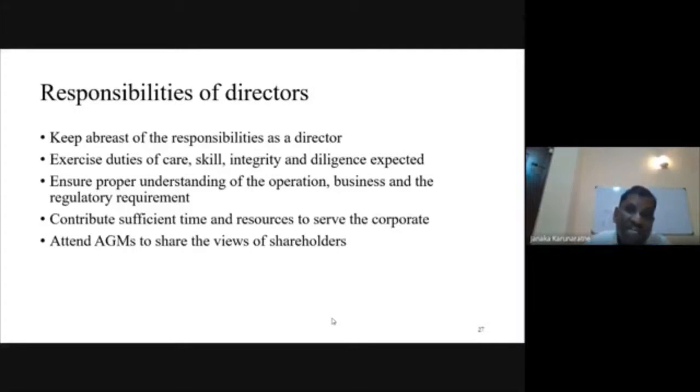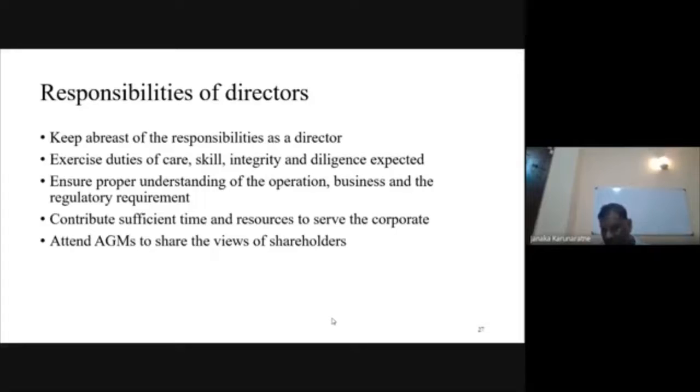Ensure proper understanding of the operations, business, and the regulatory environment. This is again important. Now, of course, the executive directors are in the business, implementing decisions, running the business, so they know everything happening in the business. But especially when it comes to the non-executive directors, there's a lack of understanding about the operations and the business. So the decisions they are going to take or implement may not be right if you don't properly understand the business operations.